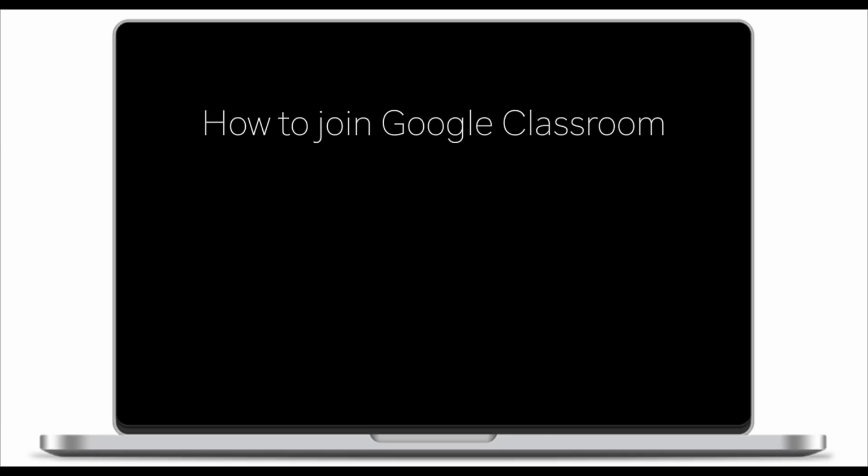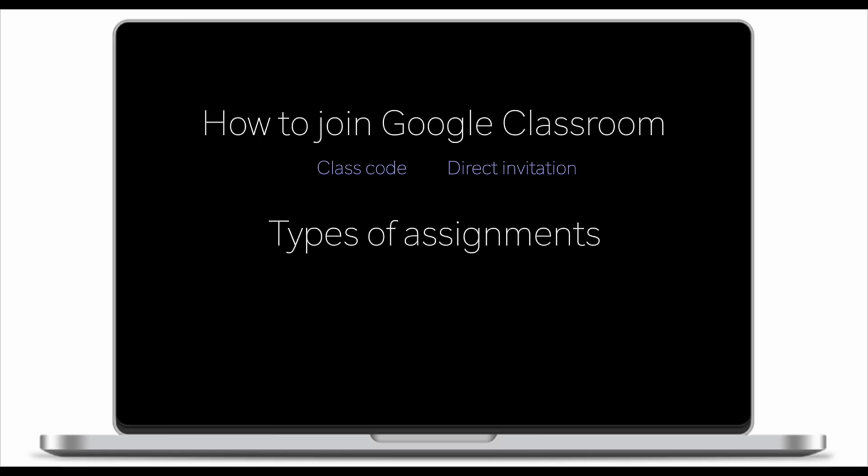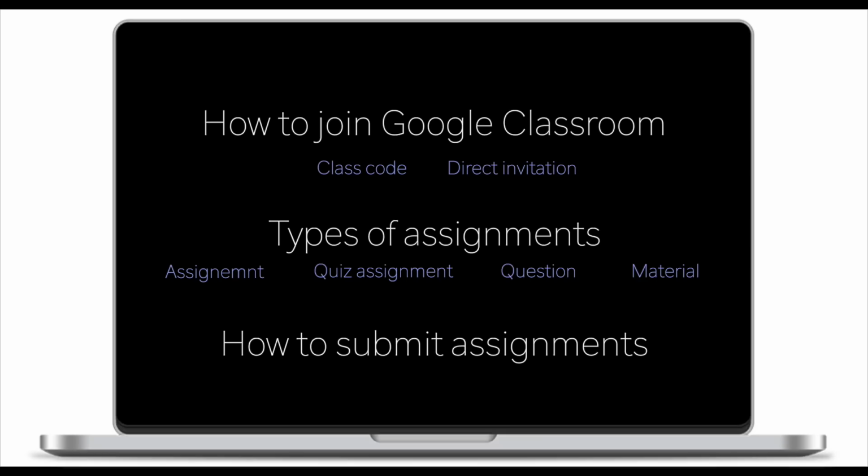Let's see what you've learned today. We've learned how to join Google Classroom either by class code or direct invitation by your teacher. We also looked at four different kinds of assignment: assignment, quiz assignment, question, and material. We've also learned how to respond to each kind of assignment.